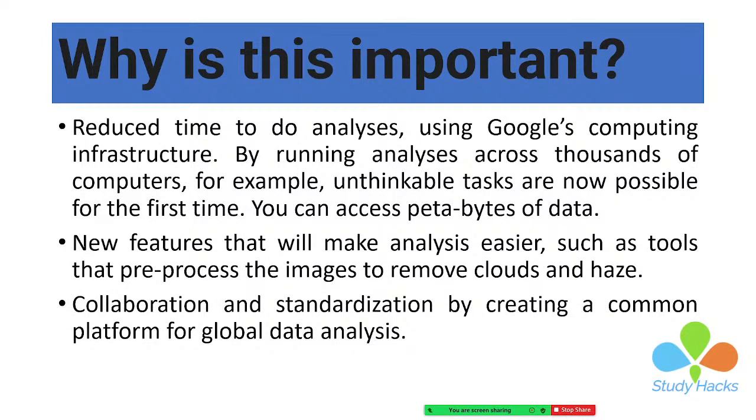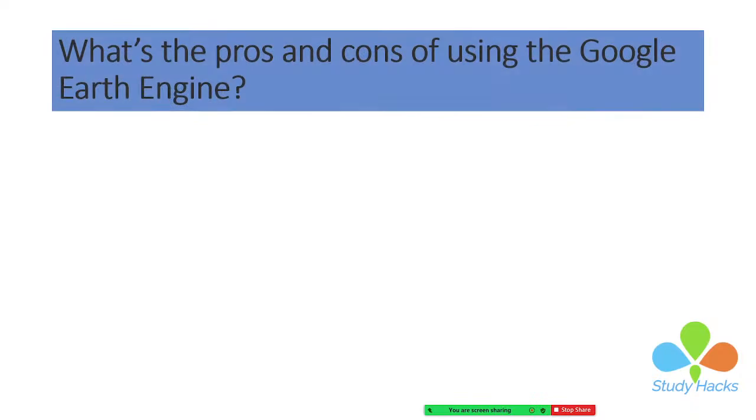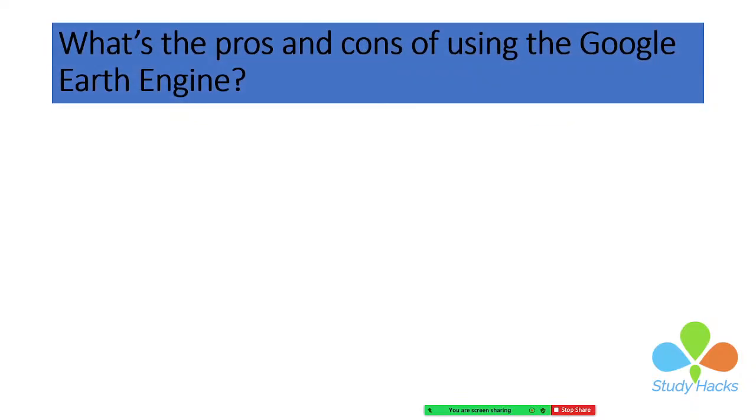And we can easily get global data analysis. So this is the tool for global data analysis. We can easily do large scale data-driven environmental analysis using this platform, and we can create a common platform for global data analysis, because we can get all of the data globally. So this is important for using this platform, but there are also some advantages and disadvantages of using the Google Earth Engine platform. It has a lot of advantages.